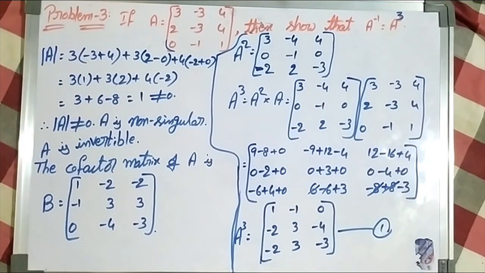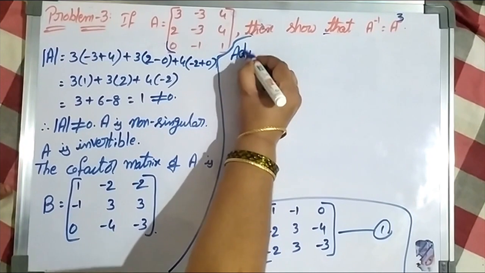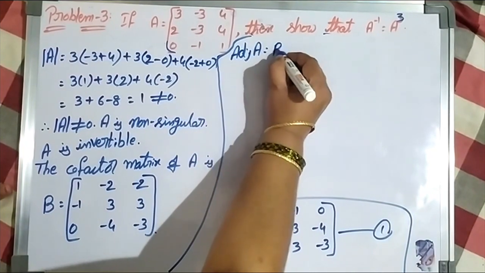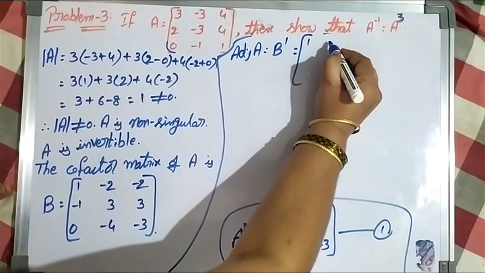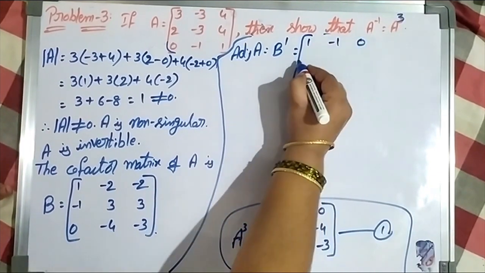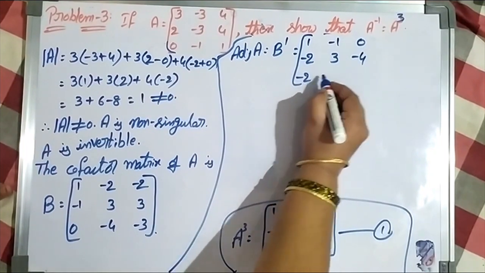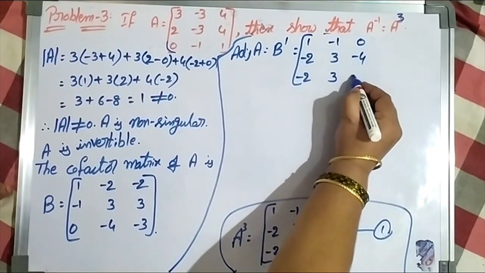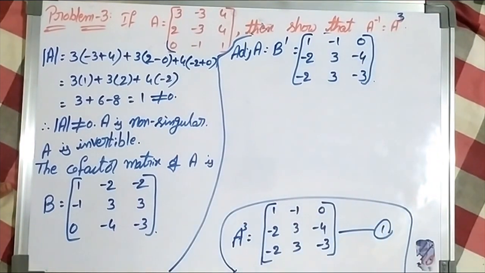Then we have to find the adjoint of A. Adjoint of A equal to B transpose. B transpose equal to 1, minus 1, 0, minus 2, 3, minus 4, minus 2, 3, minus 3. This is the transpose of the given matrix.